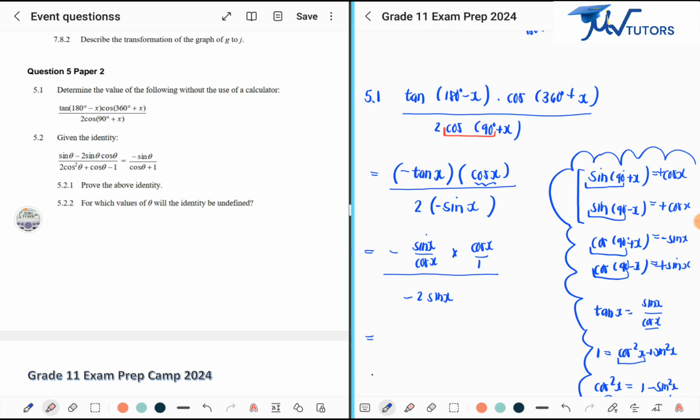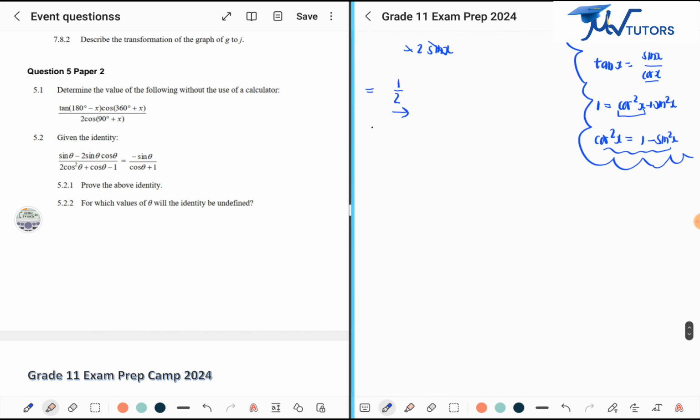Already the negatives will cancel. Negative divided by negative is positive, right? And then I can see that the cos also cancels. The sine will also cancel. And so basically I'm left with 1 over 2. Okay. I hope you got that.